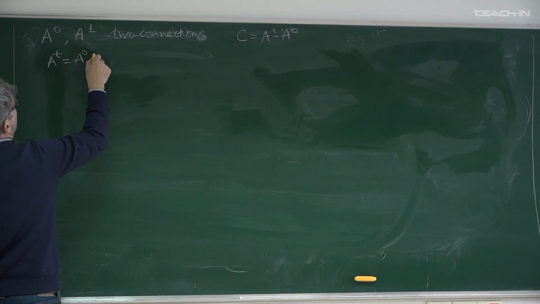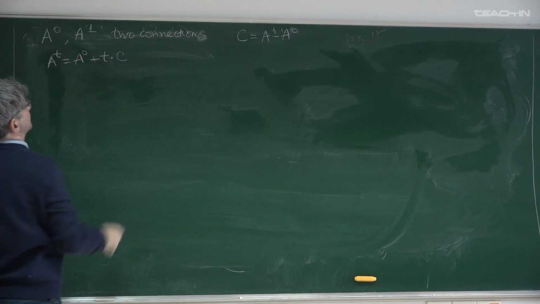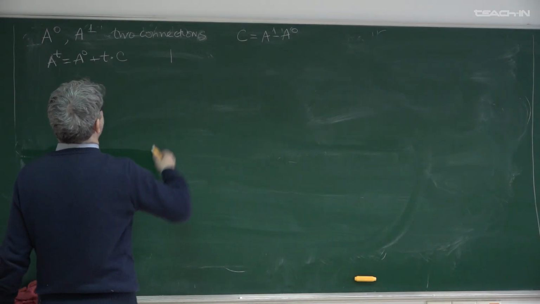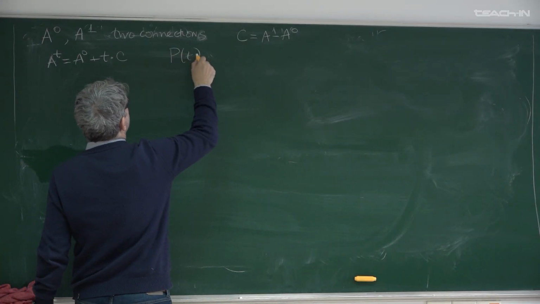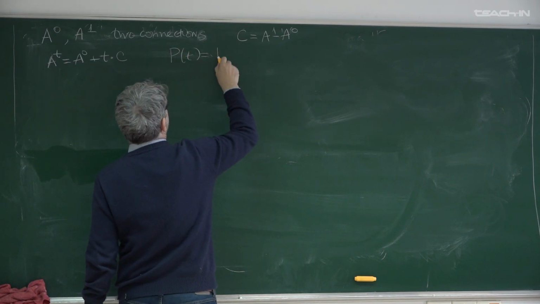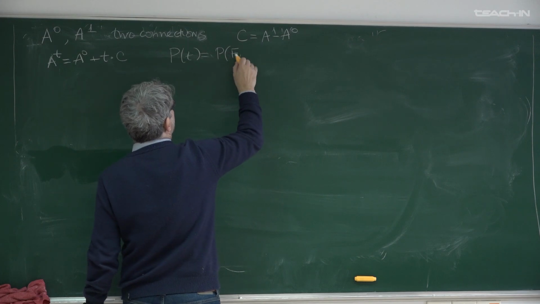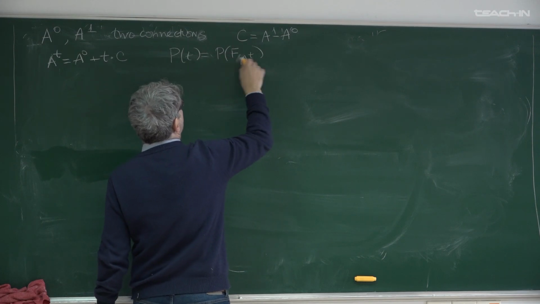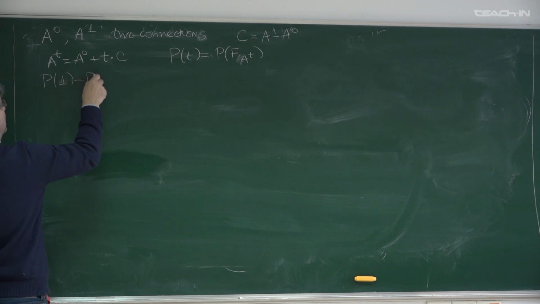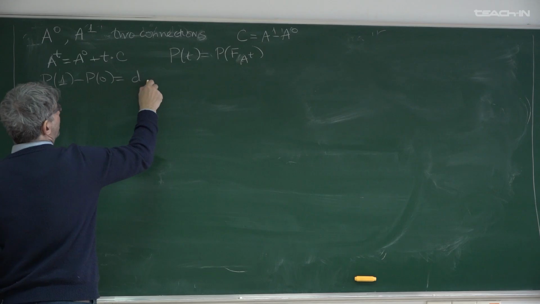We take A0 and we add here t times C. It is a path in the space of connections which starts in one connection and finishes in another connection. Now we have P of t. It will be a differential form, which is defined as P of F of A_t, the curvature of this thing. Okay? So what I want to understand is that P1 minus P0 is the differential of something.